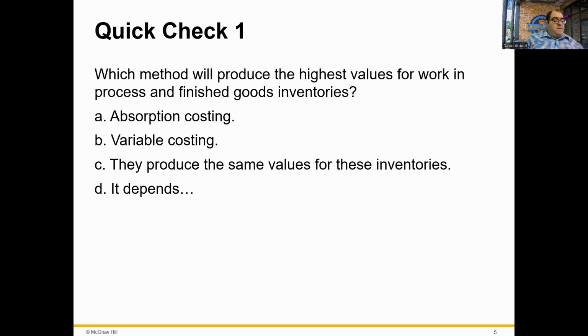So let's do a couple of quick check questions. First of all, which method will produce the highest values for work in progress and finished goods inventory? The answer would be absorption costing.